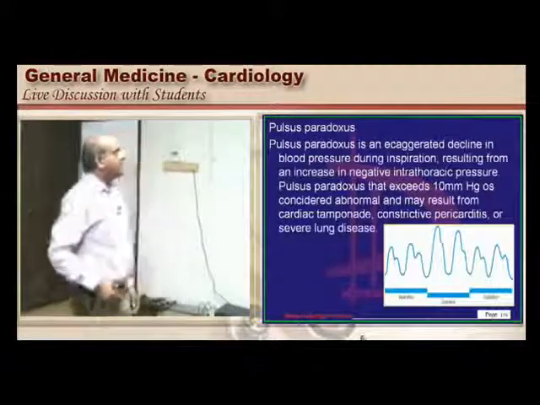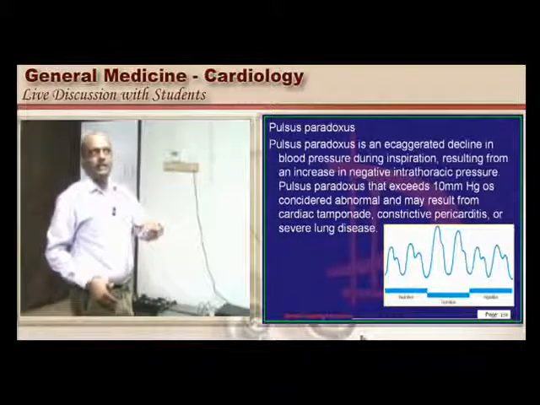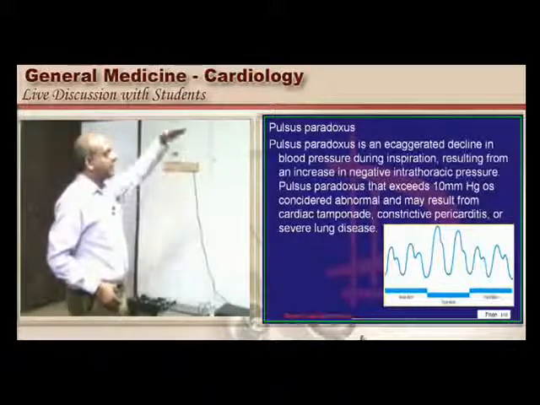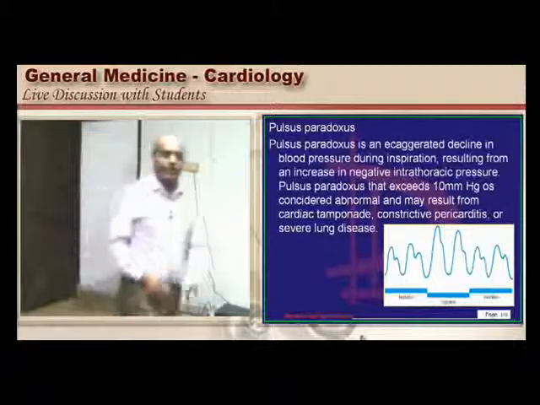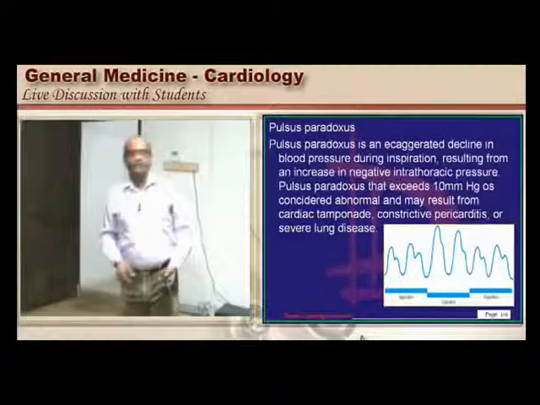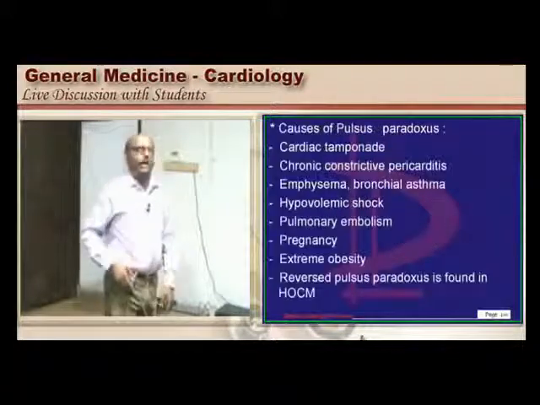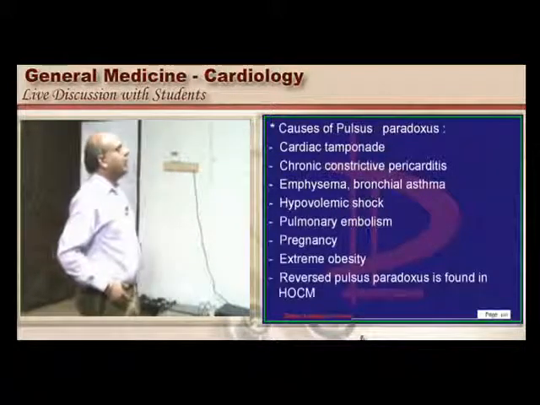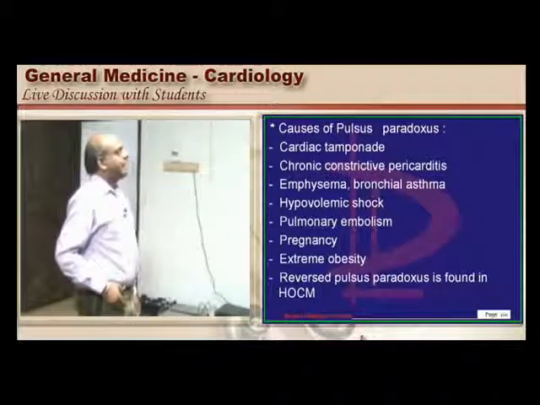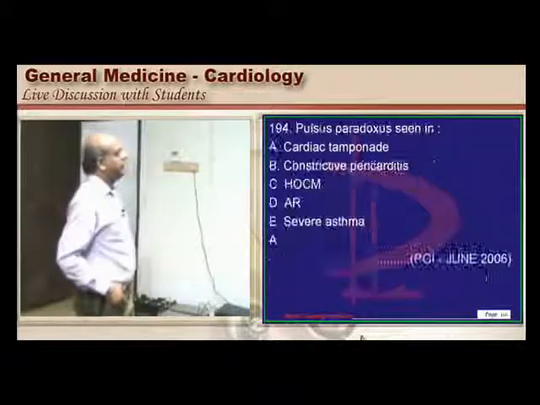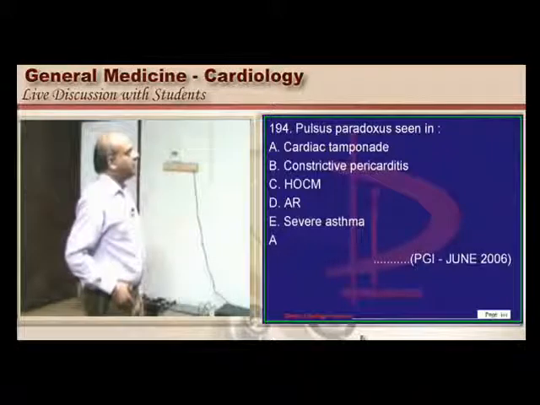Then pulsus paradoxus means at the time of inspiration pulse will decrease in its amplitude, whereas in expiration it will be normal. So this is what you see with pulsus paradoxus, is what I would like to underscore to all of you. Now where do you see pulsus paradoxus? What are all the conditions? Cardiac tamponade, hypovolemic shock, pulmonary embolism, pregnancy, extreme obesity, constrictive pericarditis, etc. Then once more, it is the cardiac tamponade where pulsus paradoxus is a feature.